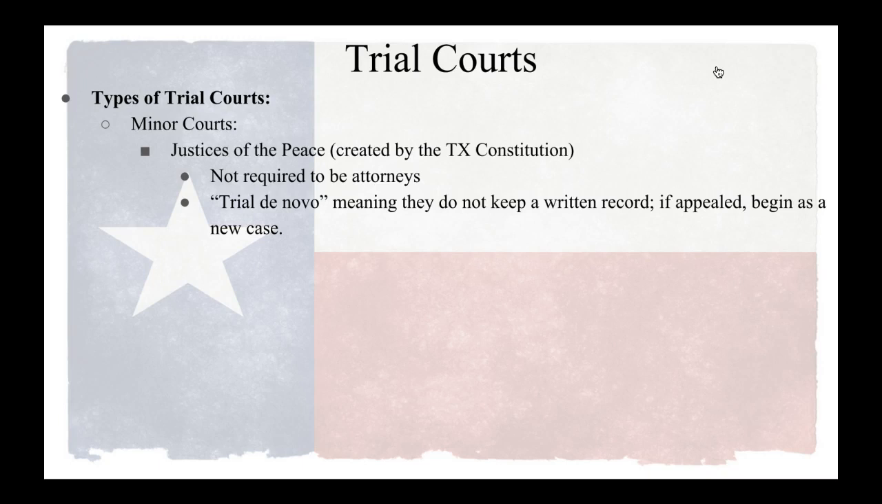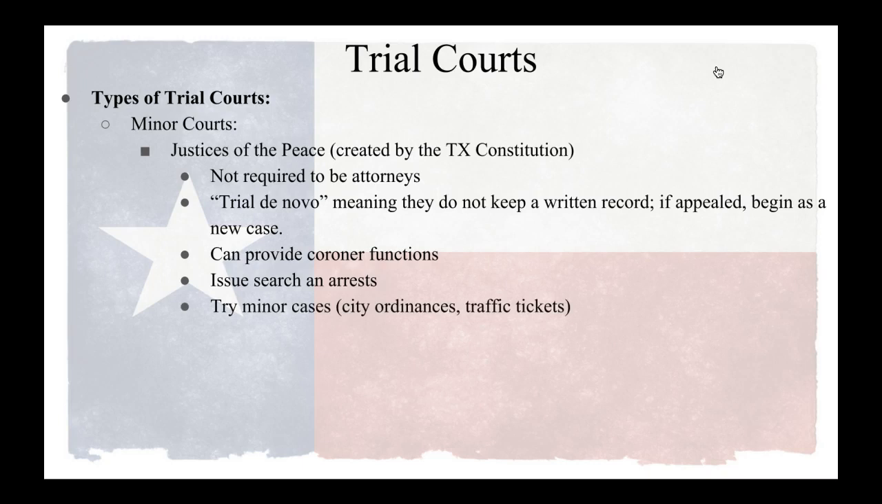But these minor courts are just that: very minor. In some cases, the JP can provide a coroner function for a county, like in very small communities where there is no coroner. They can also issue search and arrest warrants. And they try minor cases, things that are against city ordinances and traffic ticket violations. All of those are going to be tried by the JP courts.